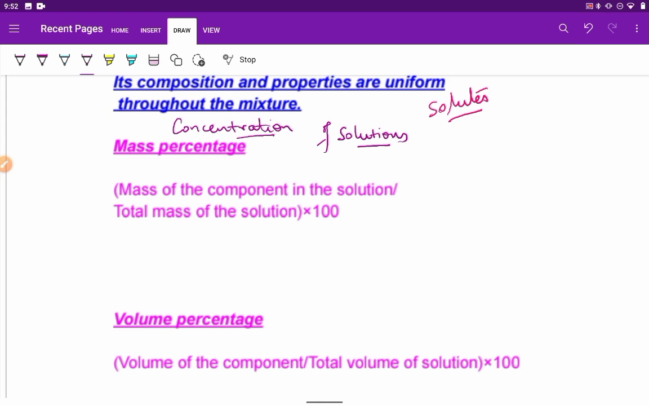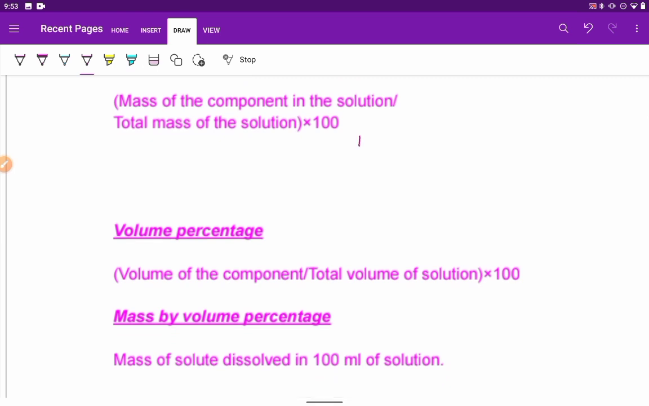Like if we say 10% glucose in water, 10% glucose in water means 10 gram of glucose and total solution should be 100. So then rest is water, 100 minus 10, 90. So 10 gram of glucose in 90 grams of water. So if we say 10% glucose solution, how much is glucose? 10 grams of glucose.